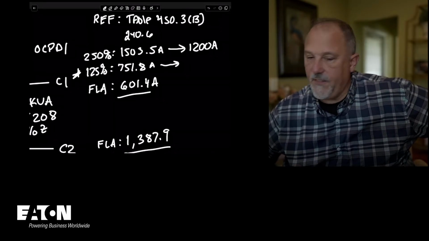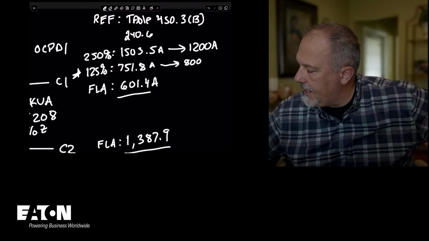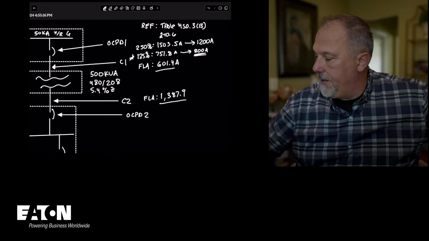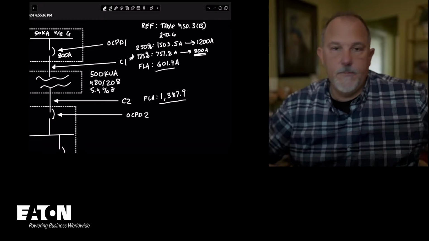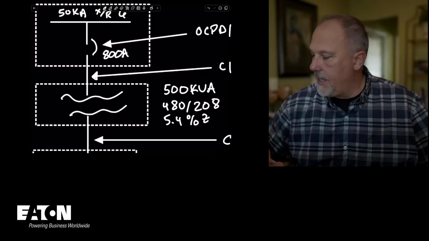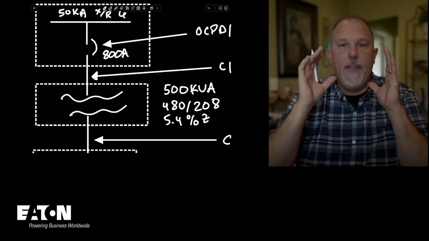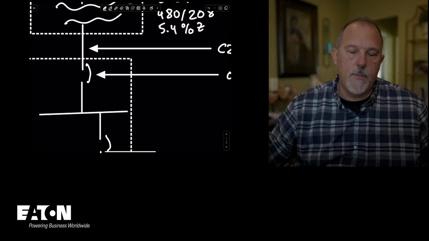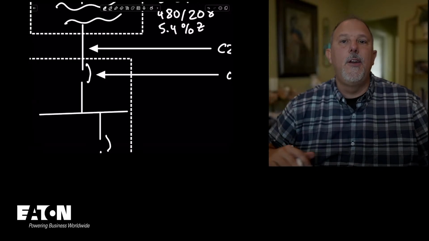I'm going to go with the 125% number, which is the 751, and I'm going to throw that in as an 800 amp breaker. So I'm going to say OCPD1 is 800 amps. All right? So I'm saying OCPD1 is 800 amps, and I'm basing that off of the 125%. I can go to the next higher, and that would be primary only protection. So that means I don't have to follow the rules on the secondary protection. I would pick my secondary protection based upon whatever I'm supplying.